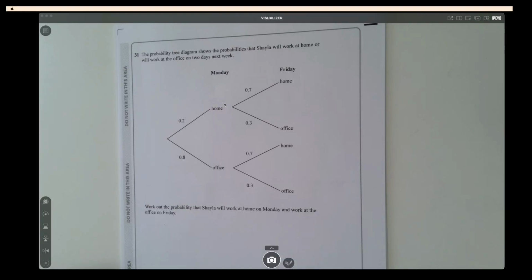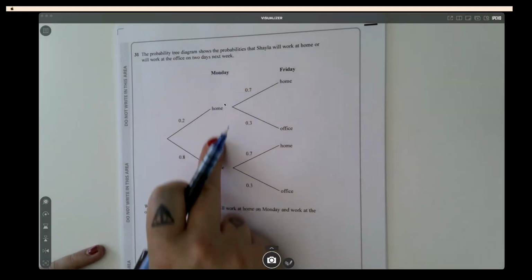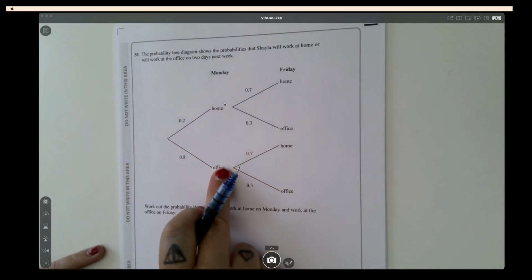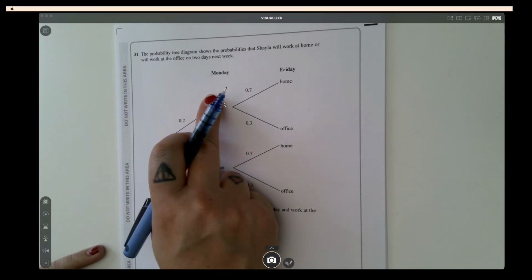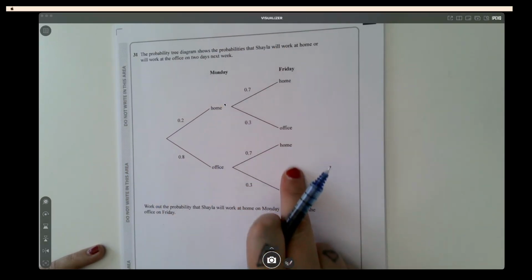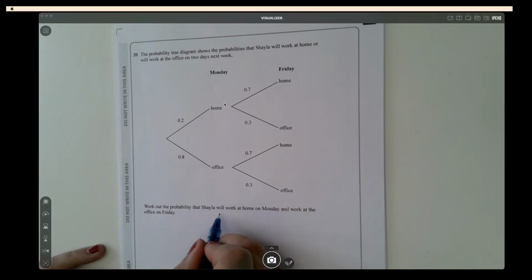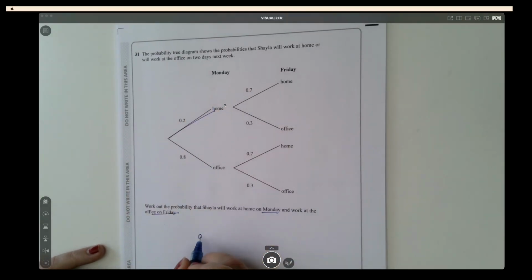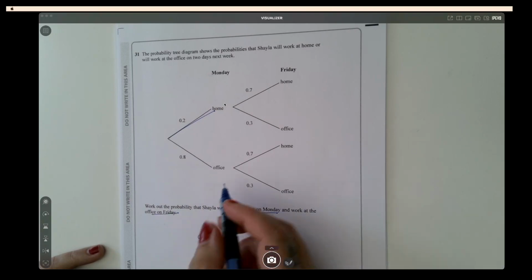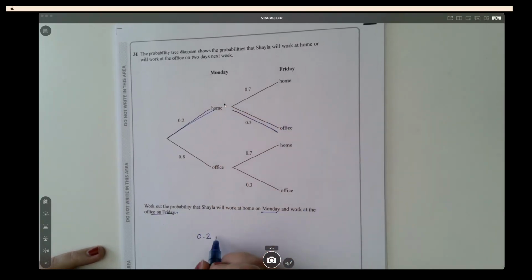Question 31. The probability tree diagram shows the probabilities that Shayla will work at home or will work at the office on 2 days next week. So for Monday, the probability of working at home and working at the office. And then for Friday, depending on whether Shayla works at home or the office, we've got the other options here for Friday. Work out the probability that Shayla will work at home on Monday and work at the office on Friday. So we want home on Monday, which is here, 0.2, and then office on Friday, here, 0.3, and we have to multiply those together.